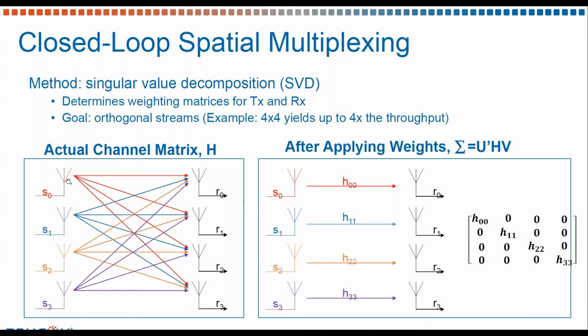So we can see here on the left, we have what the actual channel matrix traditionally looks like, where we have all of the subchannels cross-talking to all of the other receiving channels. And then after applying these weights, we can see that we have these isolated streams between independent transmitter and receiver element pairs that can give us that throughput increase.